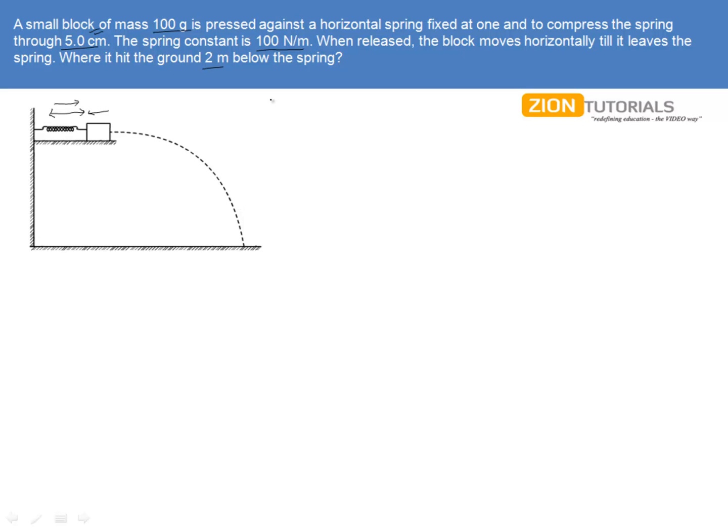Now what we need to find is where it will hit, that is this distance actually. If this part is taken to be negligible, ultimately we are taking this distance, right? Because they haven't given us the length of this part, so we have to find this one only.